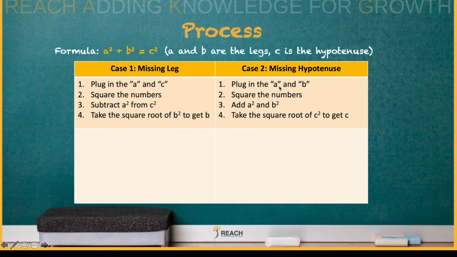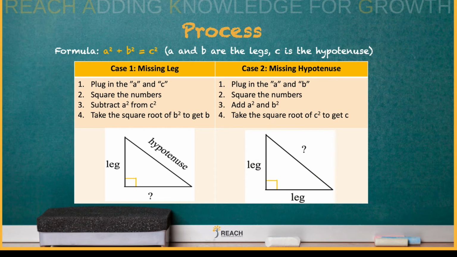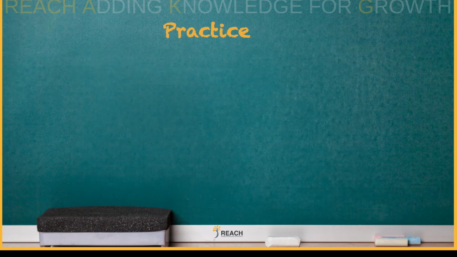When you go to case 2, if there's a missing hypotenuse, just go ahead and plug in a and b, square your numbers, add a squared and b squared. Then take the square root of c squared, because the inverse of squared is square root. So your triangles will look like this. However, you know that the triangles can interchange, meaning they can flip, they can do a reflection, they can move up or down, different sizes. But these are the key missing links.